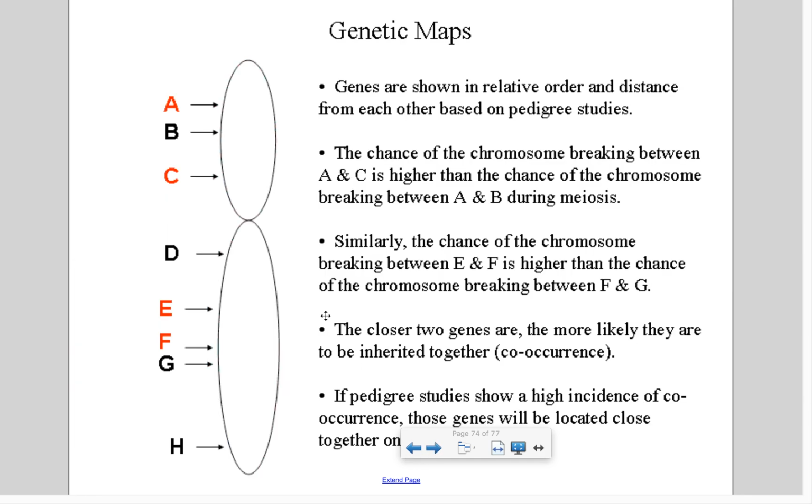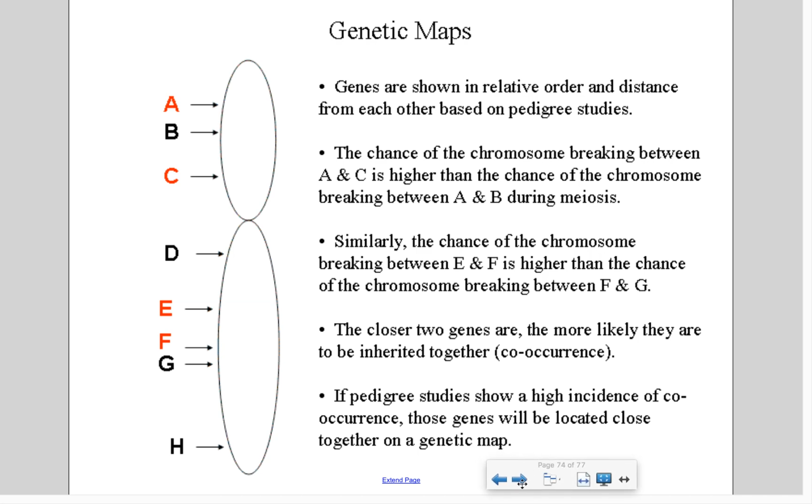So in genetic maps, genes are shown in a relative order. Distances from each other are based on pedigree results or some other studies. The chance of chromosome breaking between A and C is higher than between A and B because A and B are closer together. Similarly, the chance of chromosome breaking between E and F is higher than between F and G because F and G are closer. So basically, the closer the 2 genes are, the more likely they are to be inherited together.